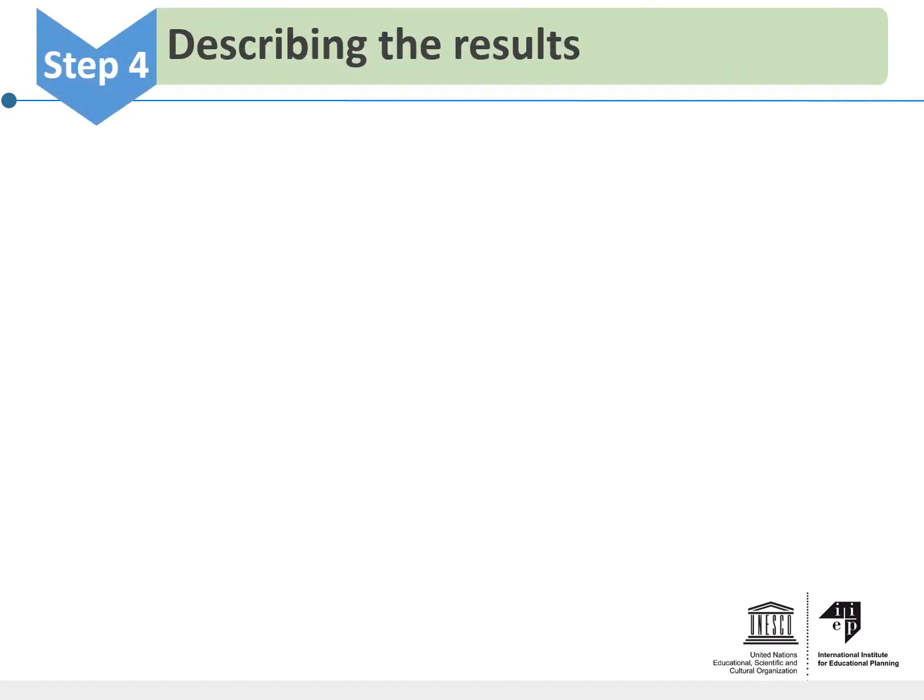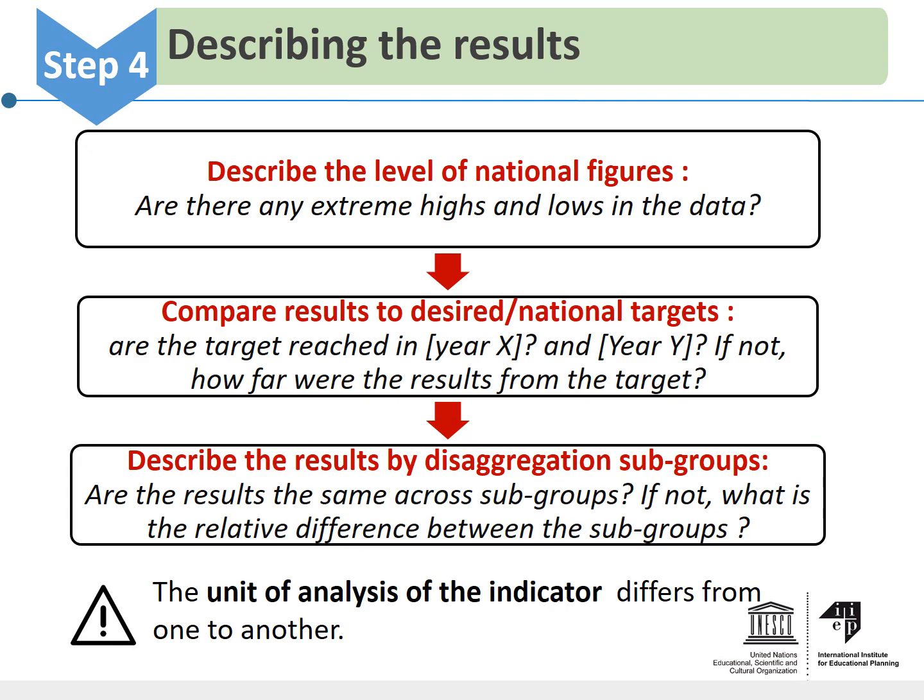The fourth step, the description of results, should begin at the national level by analyzing the level of the national figure for the indicator. Are there any extreme highs and lows in the data? Comparing results to desired national targets. Are the targets reached in year X and year Y? If not, how far were the results from the target?